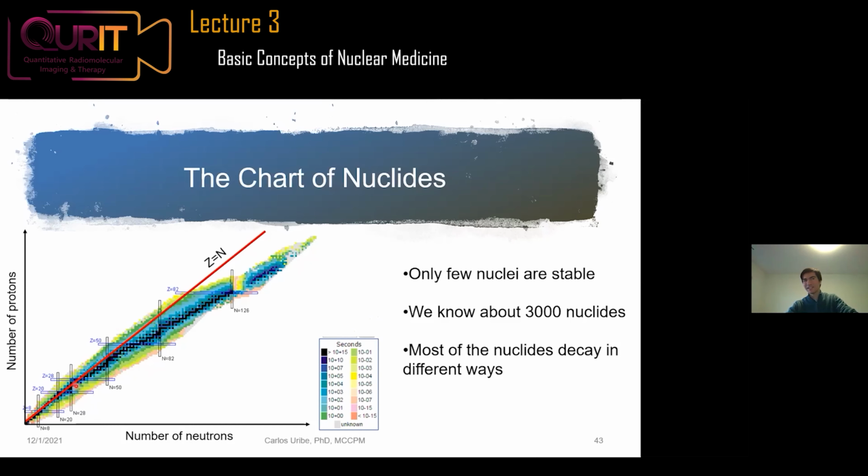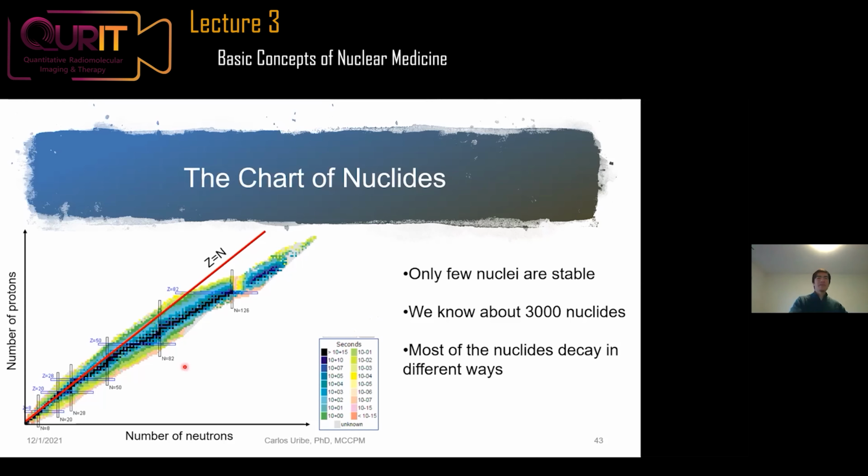And then we also see that this dark line in the middle, you can see how the different colors indicate how long those nuclides exist in nature. The darker line in the middle is the ones that live the longest. We call them very stable nuclides because they really don't change.